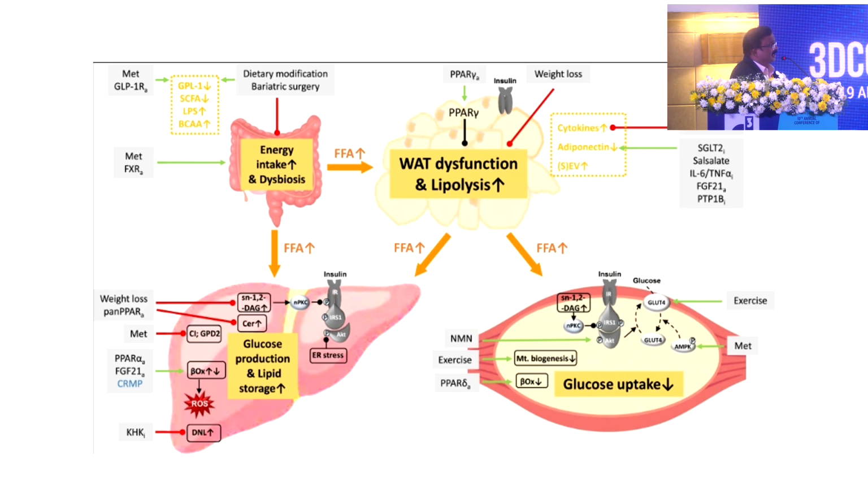With that, what happens if there is a dysbiosis? There is increased free fatty acid accumulation, white adipose tissue dysfunction with increased lipolysis. This is targeted by PPAR gamma, pioglitazone. That's what we have discussed.